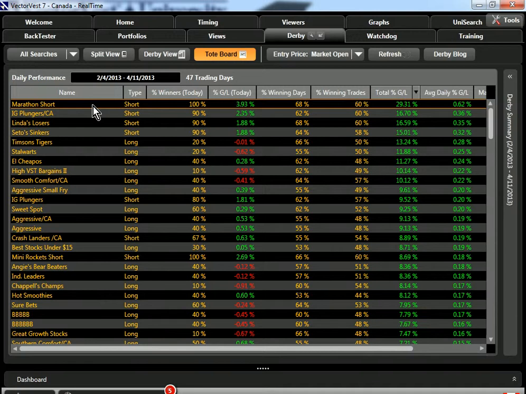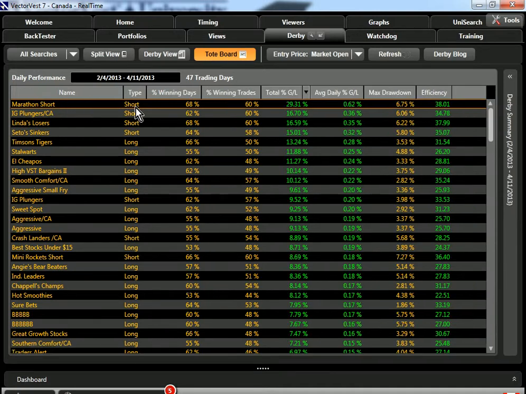So from February 4th to April 11th, Marathon Short comes in pole position at the very top. It's a short strategy which is congruent with the current market condition. It had 68% winning days, 60% winning trades, and this is over the 47 different baskets of stocks, with a max drawdown of 6.75, which gives it a nice high efficiency factor of 38.01.